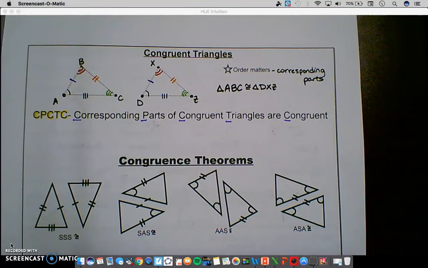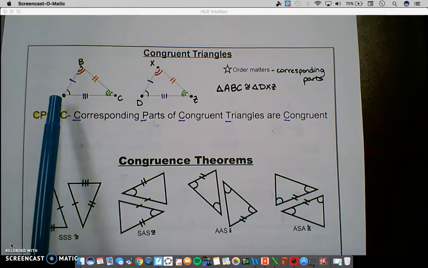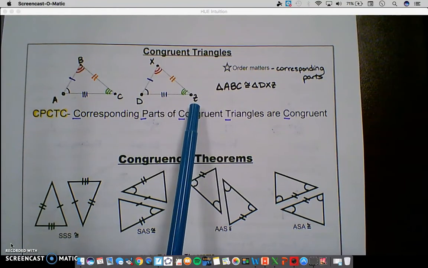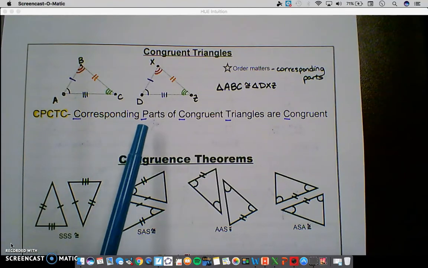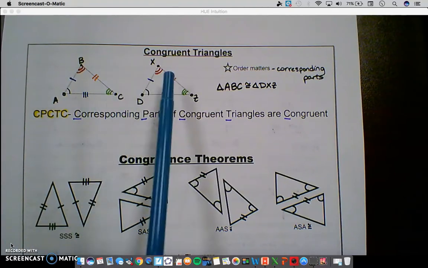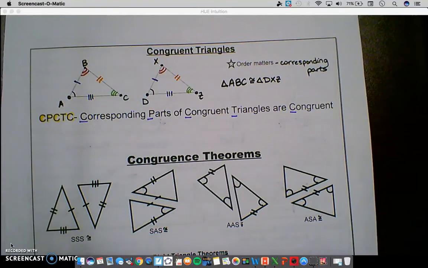Lastly, we have our congruent triangles. Remember, order matters for the corresponding parts. Make sure that your corresponding pieces match up. A corresponds to D, B corresponds to X, C corresponds to Z. Remember, CPCTC: corresponding parts of congruent triangles are congruent. So we have those corresponding sides that have equal measure and those corresponding angles that have equal measure.